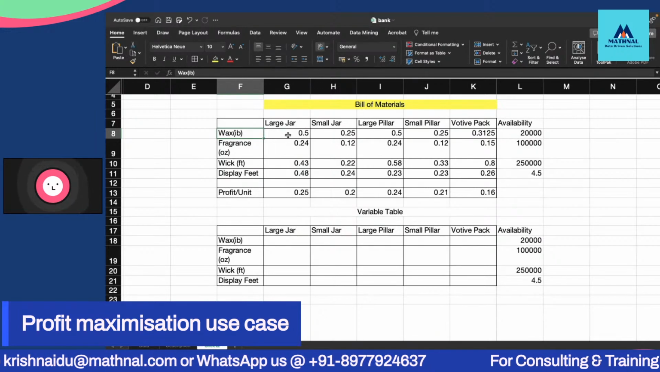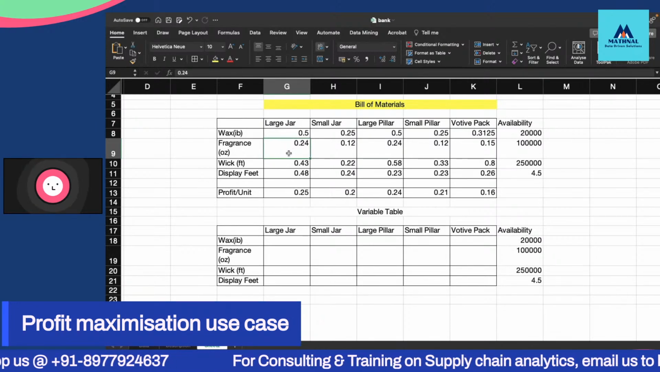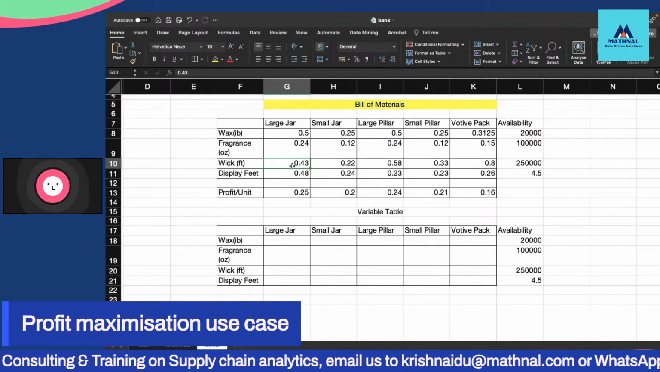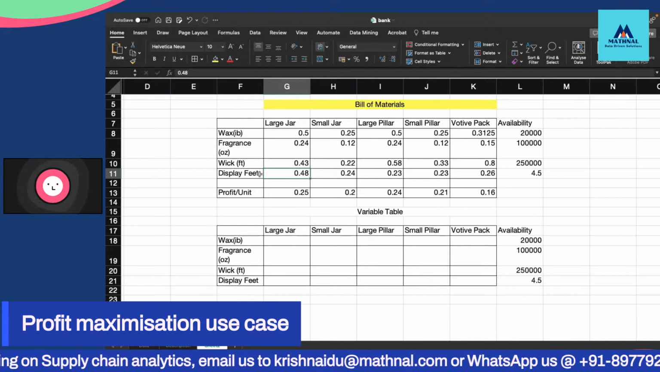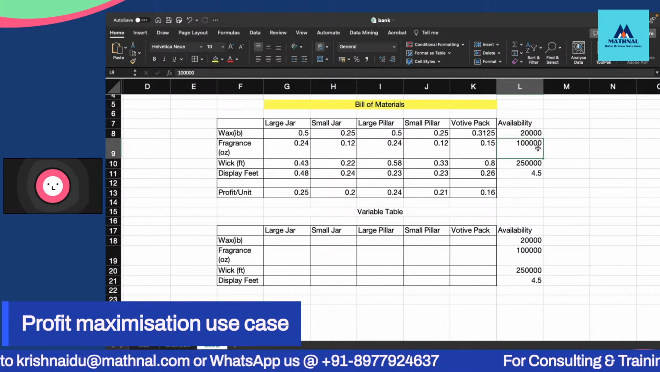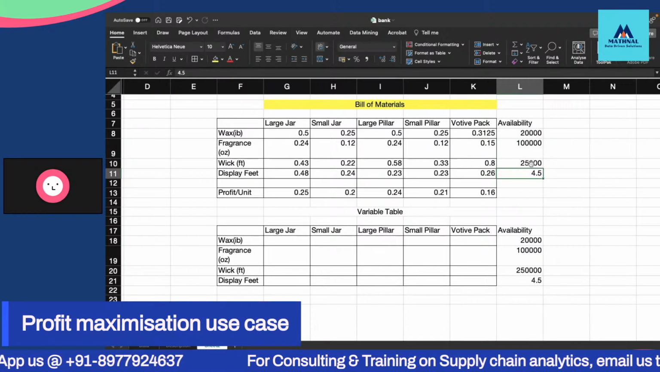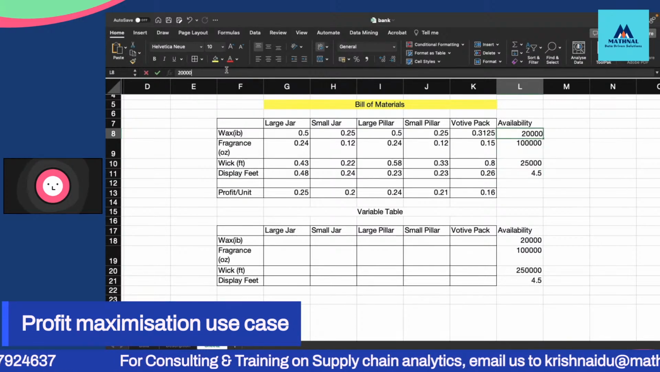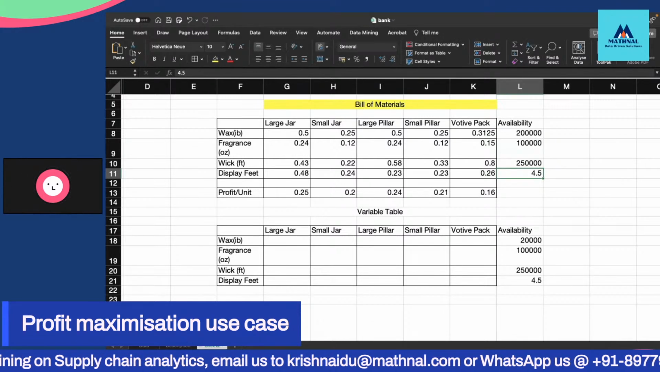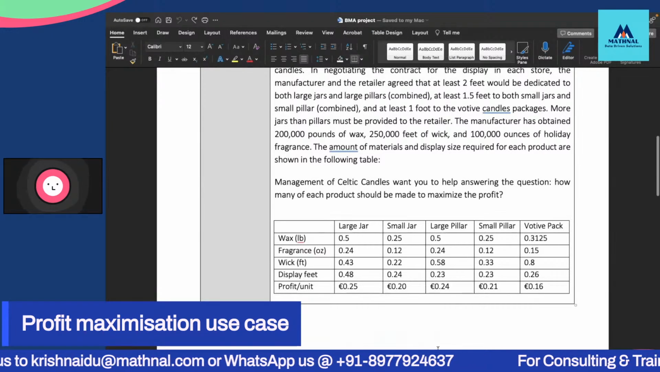To make one large jar, we need 0.5 pounds of wax. To make one large jar, we need 0.24 of fragrance. For one large jar, we need 0.43 of wick. For one jar, we need 0.4. But how many jars can we make with the available 200,000, 250,000? Let me check and confirm once again. So this is 250,000, 200,000, and 100,000. Yes.